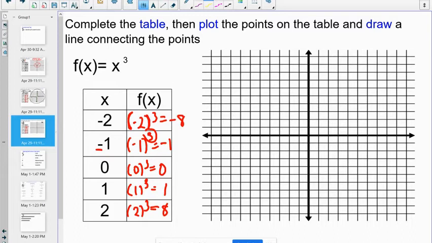So now we'll graph the points. We have -2, -8. So 1, 2. At this point, we have -1, -1, 0, 0. And then we have +1, +1. And then 2, +8.